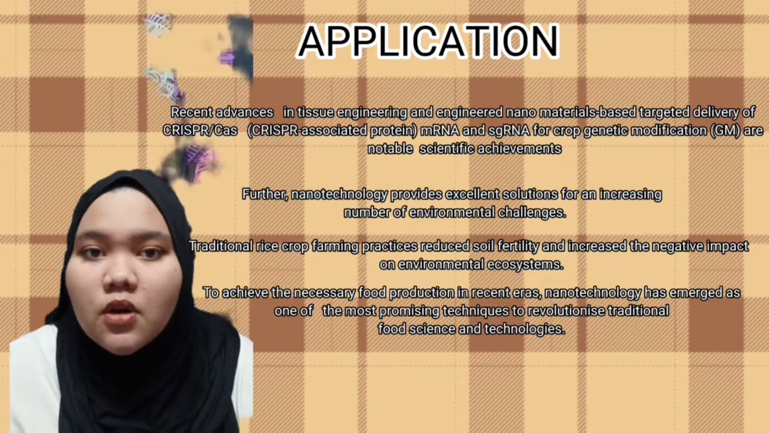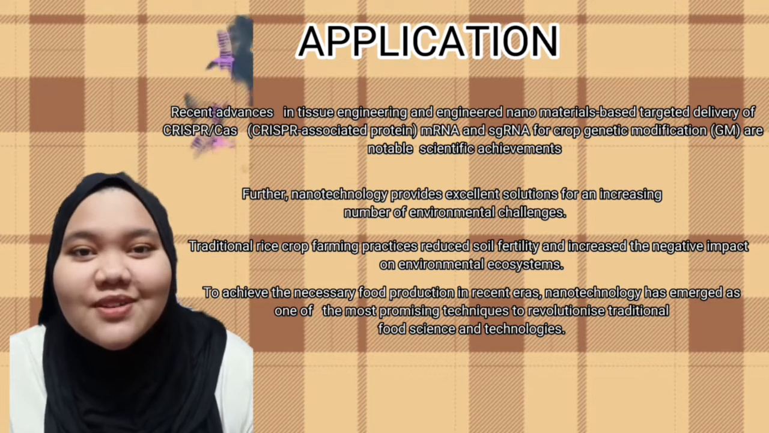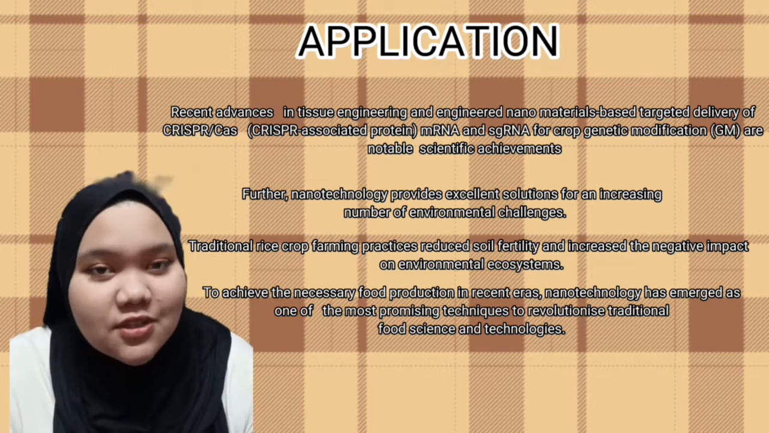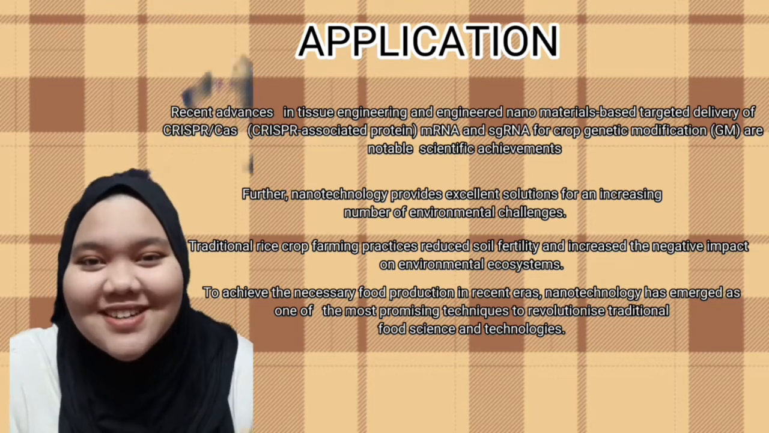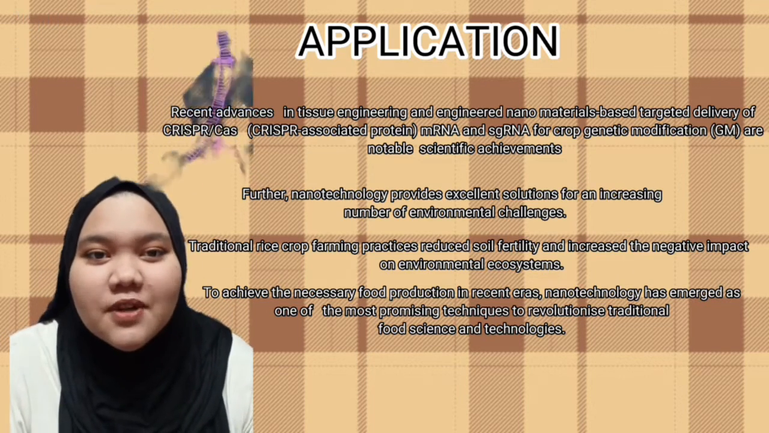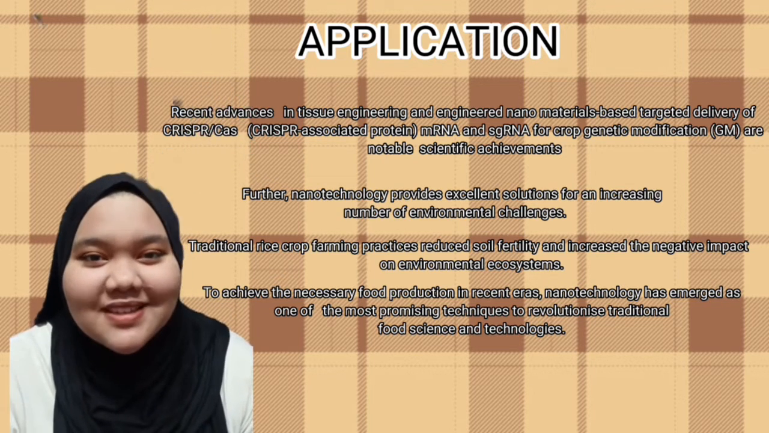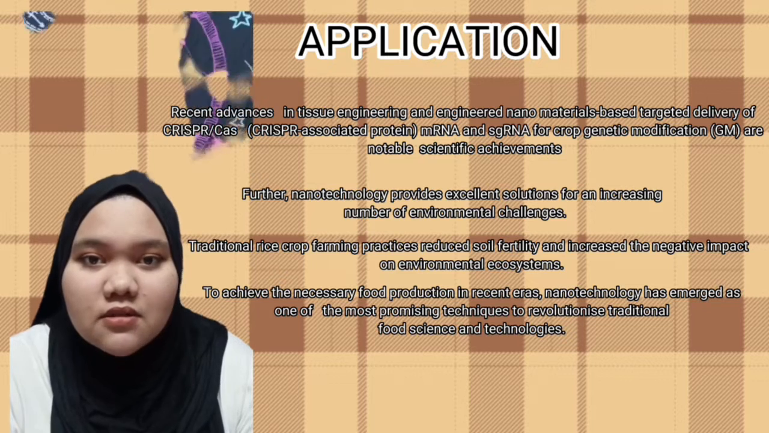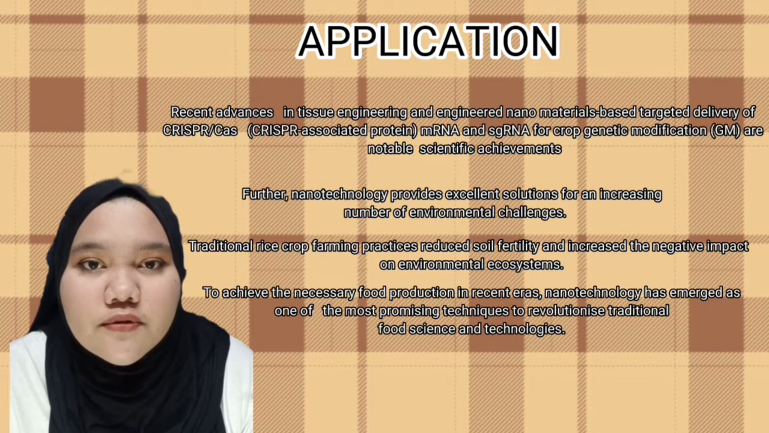Rice is a main cash crop all around the globe. It is grown under a wide range of environments. With a growing global population, food insecurity is a major concern. The main challenge with conventional farming is maintaining crop productivity, soil structure, and fertility. Traditional rice crop farming practices reduce soil fertility and increase the negative impact on the environmental ecosystem. This traditional method increases the risk of global warming while reducing the effectiveness of agriculture operations.